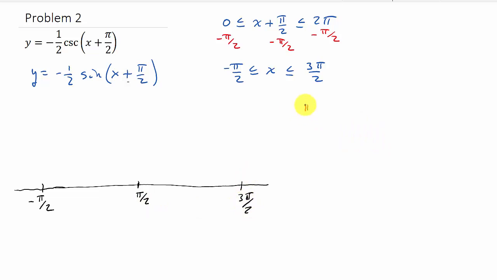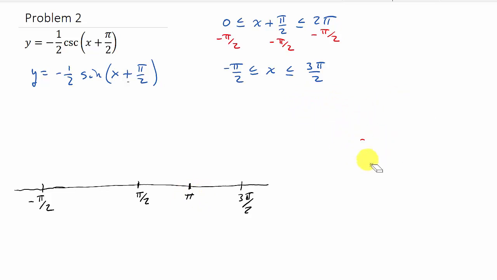And now I need the midpoint between pi over 2 and 3 pi over 2. So I'm going to add them together. Pi over 2 plus 3 pi over 2, that is 4 pi over 2, which is 2 pi. And then I have to half this, so I take the 2 pi and I half it. That gives me pi. So the midpoint here is pi.